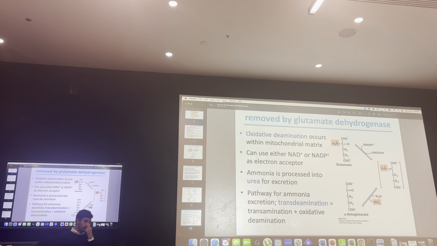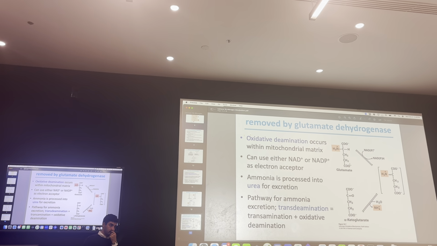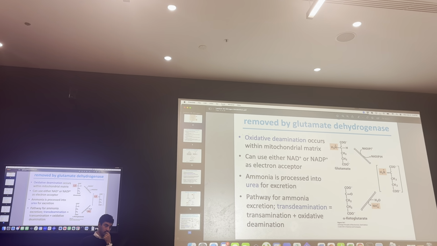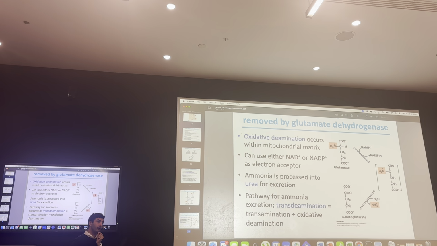Why don't we just focus on those 2 amino acids instead of the rest of the 20, if all of them have that amino group on them? Like, why aren't the other amino acids used for this?